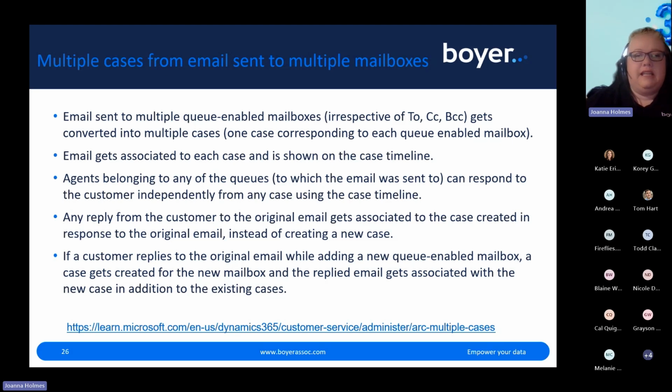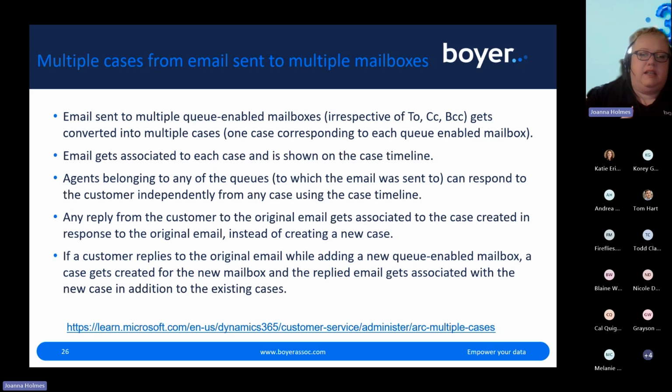And so if an email gets associated to each case, it will be shown on each timeline. So agents belonging to a bunch of queues to which that email was sent could then respond to those independently. So it can create multiple cases now if that's what we want it to do. Any reply from the customer to the original message is going to get associated to the case that was created in response to the original email instead of creating a new case.